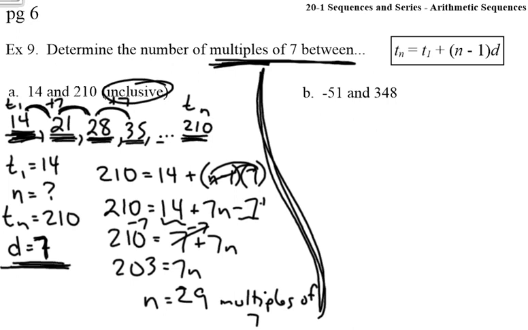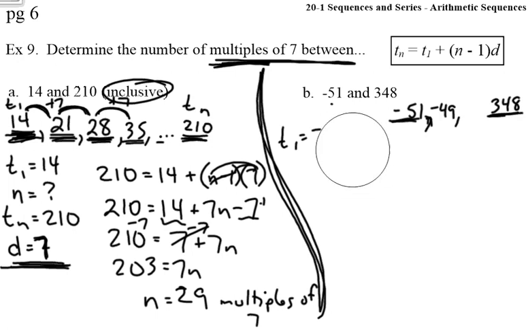Now I love question B because you've got to think and some of you don't think. Same question. How many multiples of 7 are there between negative 51 and 348? But what we have to be careful of is we want multiples of 7 again. A lot of students all of a sudden say, oh, term 1 is negative 51. But the problem is negative 51 isn't a multiple of 7. The first thing between these two that is a multiple of 7 is negative 49. So our first term isn't negative 51.